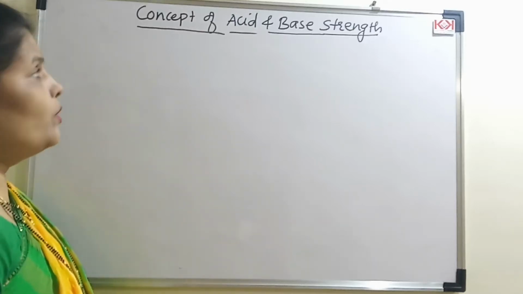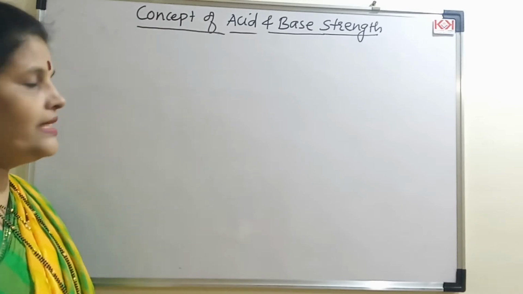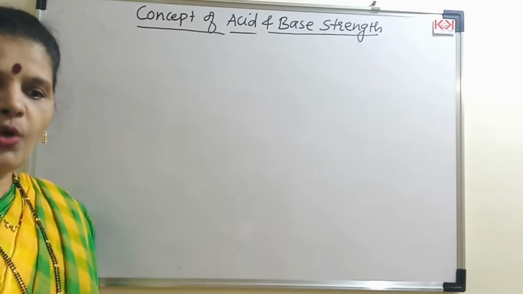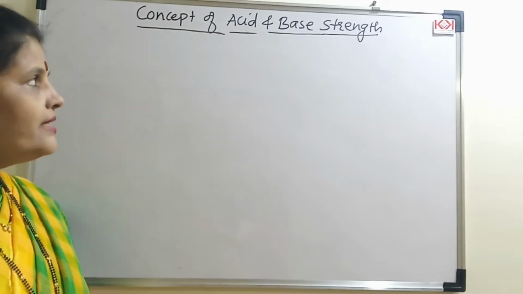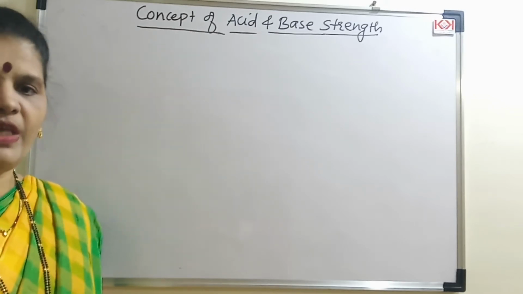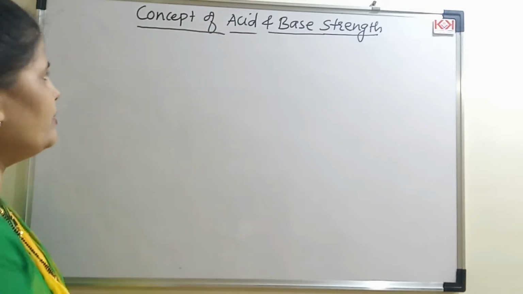Here in this video, we will see the concept of acid and base strength. What is the meaning of acid and base strength, students? To know whether a substance is a strong acid or a weak acid, and similarly a strong base or a weak base. Now how do you know that? For that, an exact definition is given.